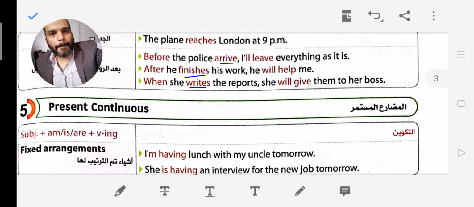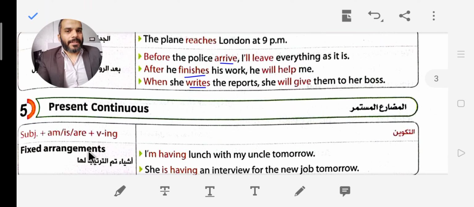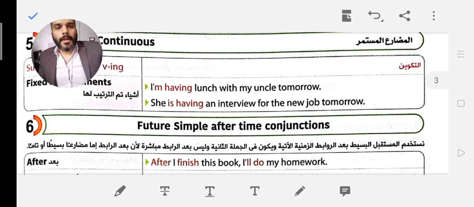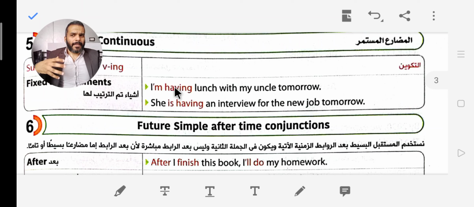Number five. We use the present continuous tense to express fixed arrangements. If you have arranged everything, everything is okay. Everything is arranged. Use present continuous tense to express future. For example, I'm having lunch with my uncle tomorrow. If you say, I am having lunch with my uncle tomorrow, this action is arranged. That means everything is okay. Okay? She's having an interview for the new job tomorrow.